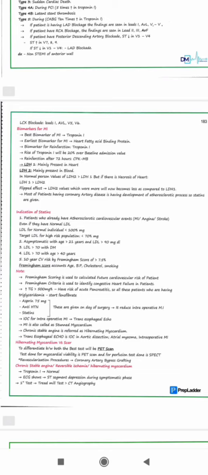Now there is indication of statins also, where patients who already have atherosclerosis or diseases like angina or stroke should have an LDL, where the normal LDL should be less than 100 milligrams. The target LDL for a high risk population should be less than 70. Now there is a note which we have to remember, that the Framingham scoring is used basically, and the Framingham criteria are also used to identify congestive heart disease.